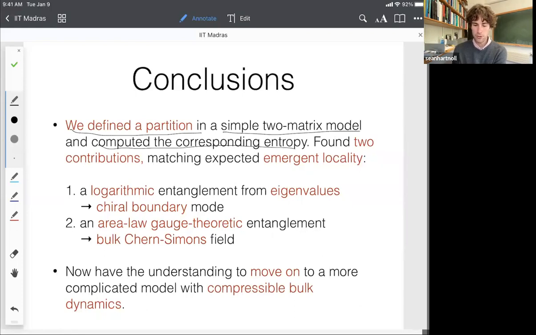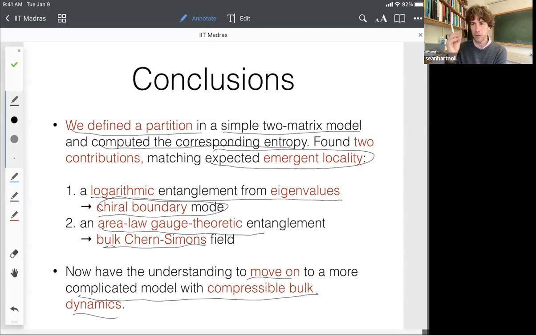There are two contributions that both match what you expect from some emergent locality. There's a logarithmic entanglement from the eigenvalues, which is a gauge invariant contribution to the entanglement that corresponds to the chiral boundary modes. And there's an area law gauge theoretic entanglement, what you'd expect from a bulk Chern-Simons, from the fact that there's an emergent Chern-Simons field living in the bulk.